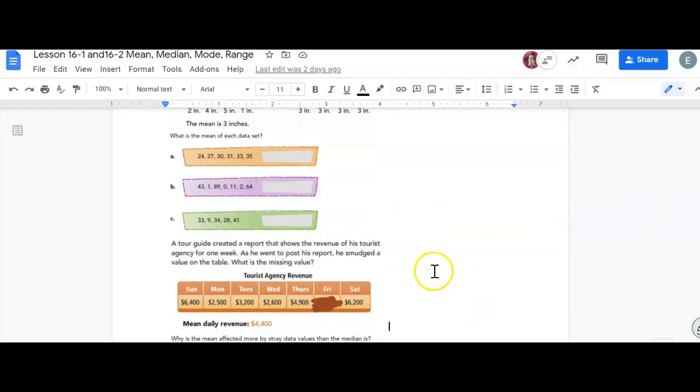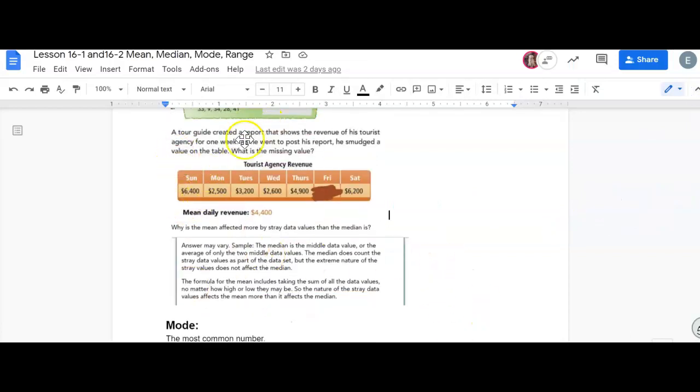Okay, I will say this next problem is a difficult one. In this problem, it says a tour guide created a report that shows the revenue of his tourist agency for 1 week. He went to post his report. He smudged a value on the table. What is the missing value? So we know our revenues of Sunday through Thursday and Saturday, but we do not know Friday's amount of revenue.